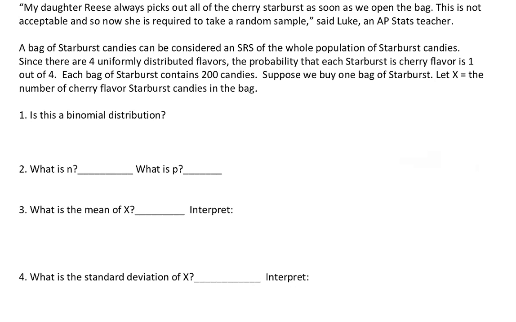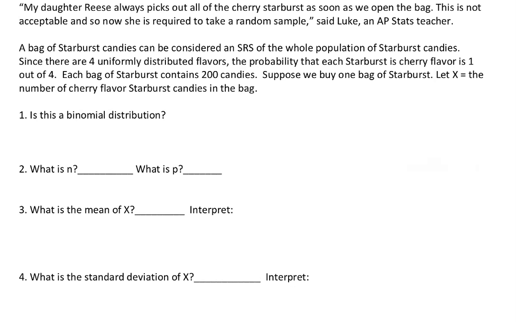A bag of Starburst candies can be considered a simple random sample of the whole population of Starburst candies. Since there are 4 uniformly distributed flavors, the probability that each Starburst is cherry flavor is 1 out of 4. Each bag of Starburst contains 200 candies. Suppose we buy 1 bag of Starburst. Let the random variable x equal the number of cherry flavor Starburst candies in the bag.